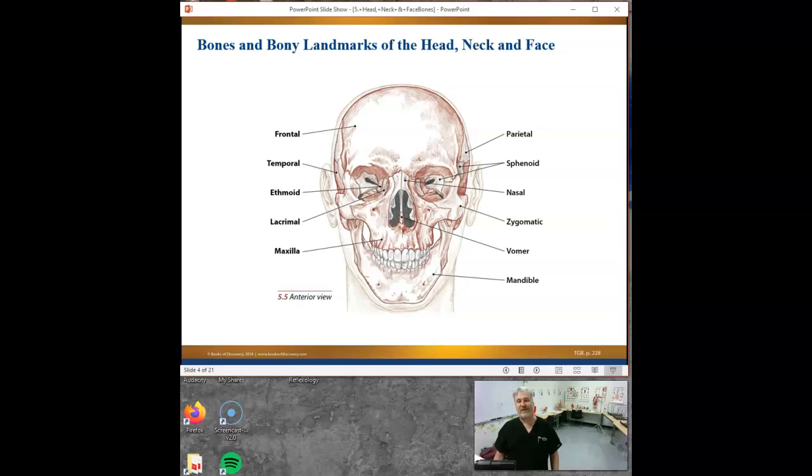We've also got some very teeny tiny bones called the lacrimals. They're literally back here in your eye. And the ethmoid, which is even further behind that, you will probably never touch as a massage therapist.